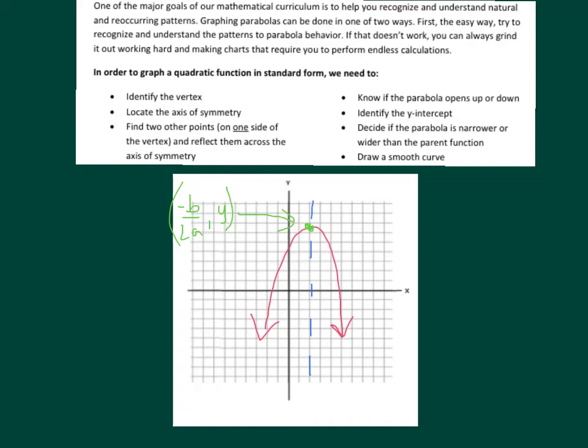So today we're going to work on graphing parabolas in standard form. As you can see right here across the top, one of the major goals of our mathematical curriculum is to help you recognize and understand natural and recurring patterns. There's lots of good patterns that go along with parabolas, and catching on to those patterns is the way to make this easy, or I should say easier.